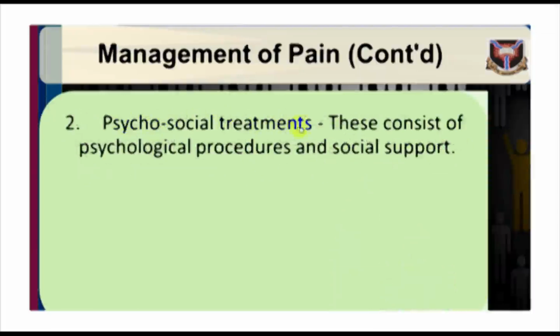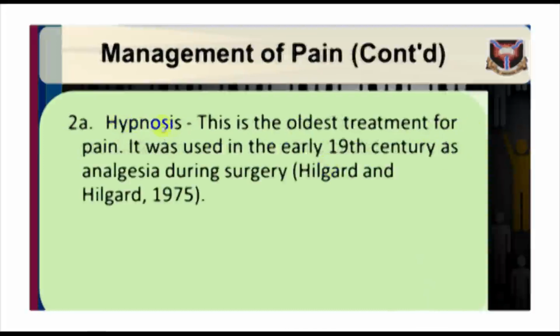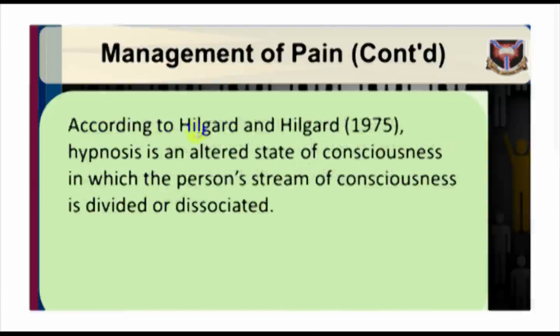2. Psychosocial treatments. These consist of psychological procedures and social support. A. Hypnosis. This is the oldest treatment for pain. It was used in the early 19th century as an analgesia during surgery. Hilgard and Hilgard, 1975.